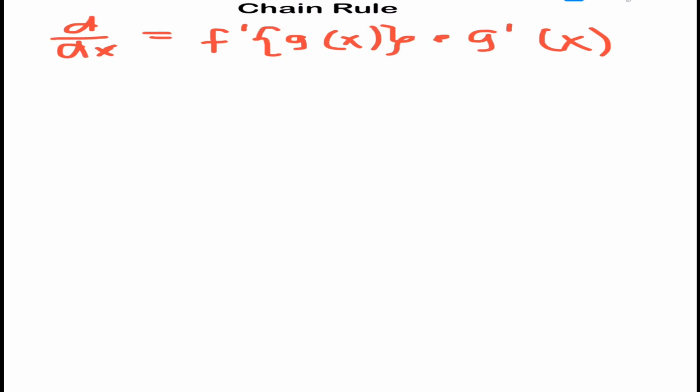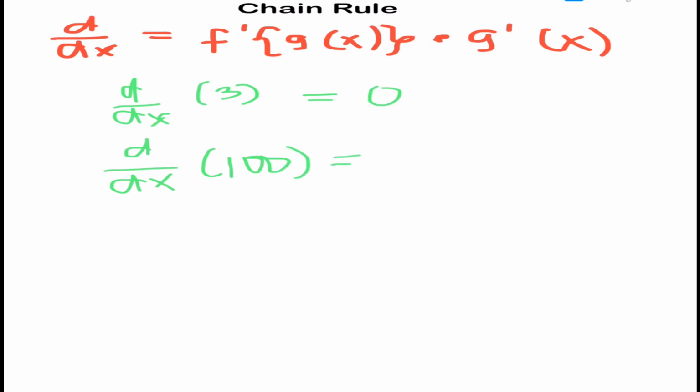But before that, let's take a look first at the constant rule. Remember that the derivative of a constant is always 0. Let's take a look at this example. The derivative of 3. 3 is a constant, therefore this is equal to 0. How about the derivative of 100? Another constant, so 0.